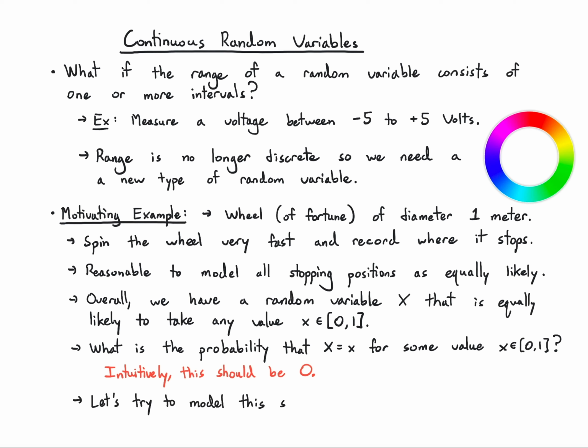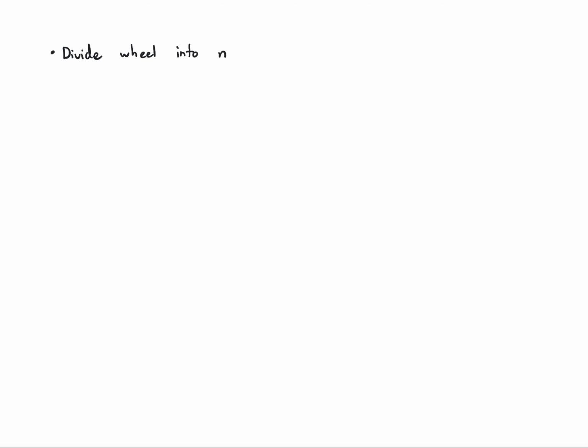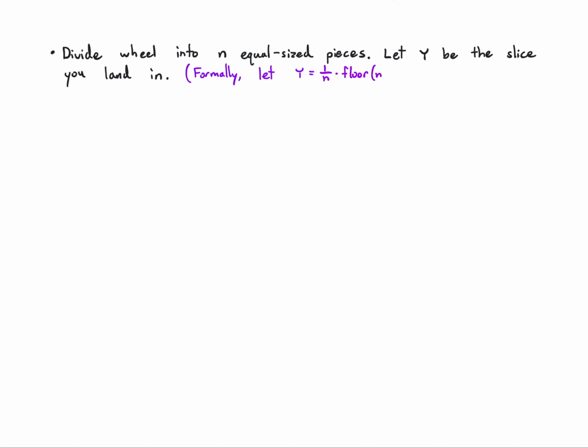Let's try to model this scenario using discrete random variables and see where we end up. I'm going to divide my wheel into n equal sized pieces, and I'm going to let y be the slice that we land in. If you want to formally model this, let's say that y is equal to 1 over n times the floor of n times x. This is the exact way in which I'm quantizing this unit interval into n pieces. And so the range of y is going to be 0, 1 over n, 2 over n, up to n minus 1 over n. This flooring operation tells me how I land into each of those points.